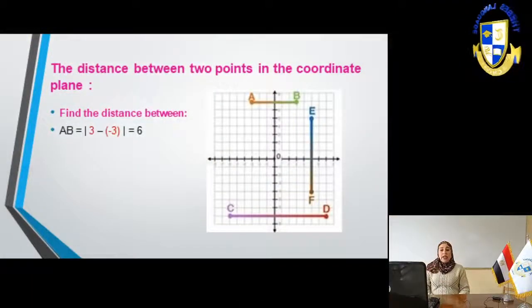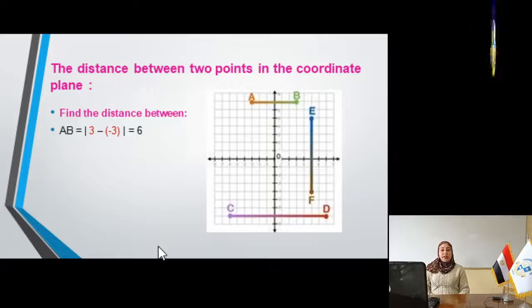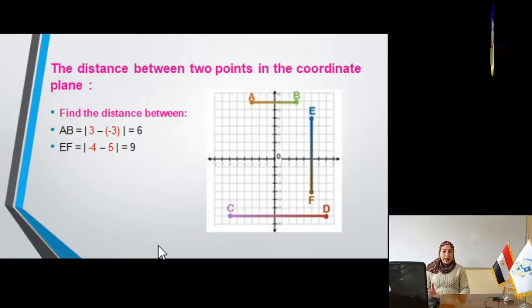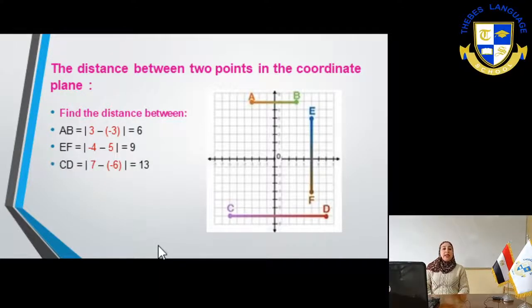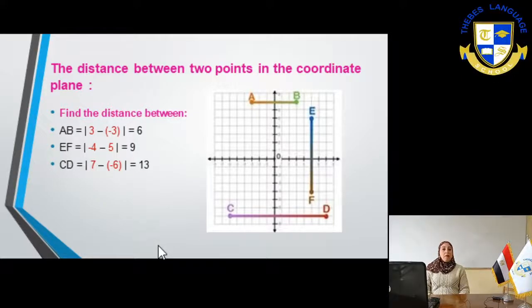The length of EF equals the absolute value of negative 4 minus 5, the absolute value equals 9. It's 9 units. And CD equals the absolute value of 7 minus negative 6 equals 13.